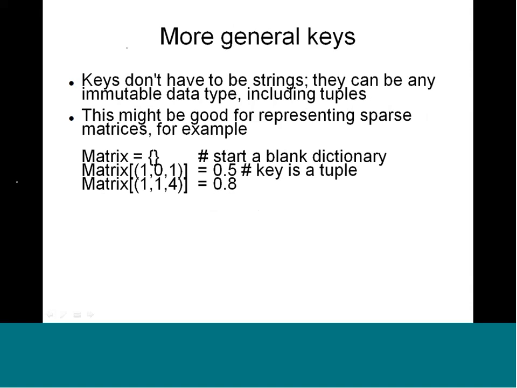So some general instruction on keys: keys don't have to be strings, it can be any value that we already saw. It's only the immutable data types, including tuples. This particular property is good for representing sparse matrices. So here there is a matrix which is just a blank dictionary, and then we populate one value, (1, 0, 1), with 0.5. So the key is a tuple. You can see that it's enclosed within parentheses, and then (1, 1, 4) is another one, which is 0.8. So to represent this, it's good that you don't have a string or any other data type.